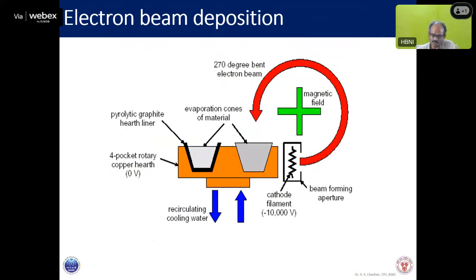Then in electron beam deposition, a filament is heated and then thermal electrons are emitted. These electrons are accelerated by applying a very high potential and then placed inside a magnetic field. These are allowed to fall on the source, and they heat it and remove material from the source. This material then goes and deposits on the substrate.